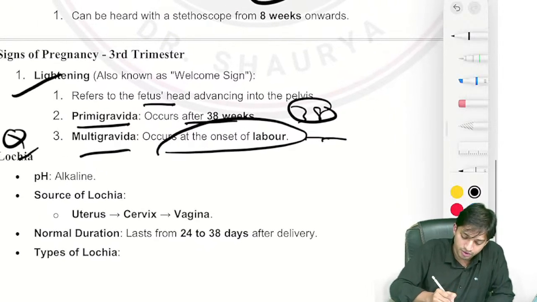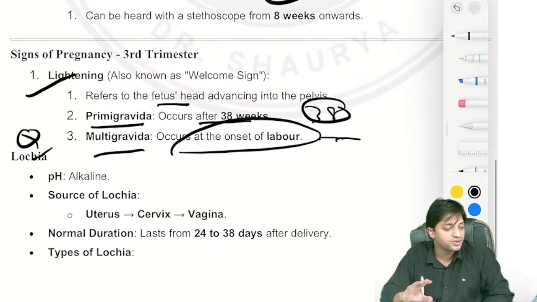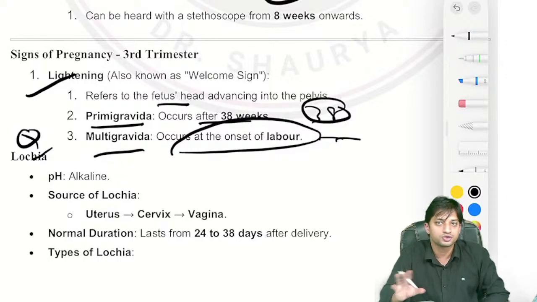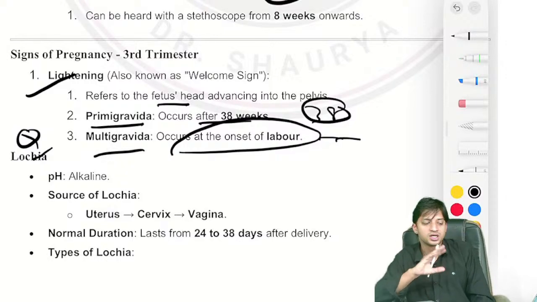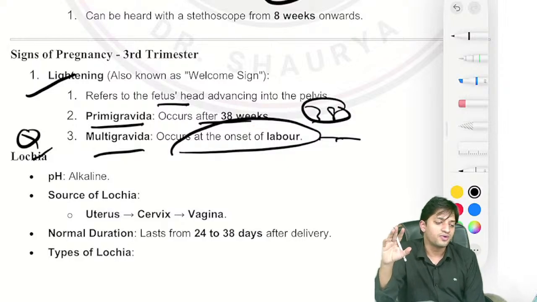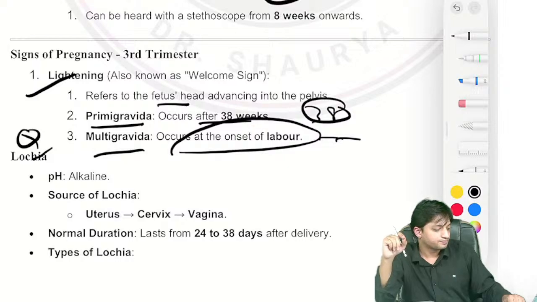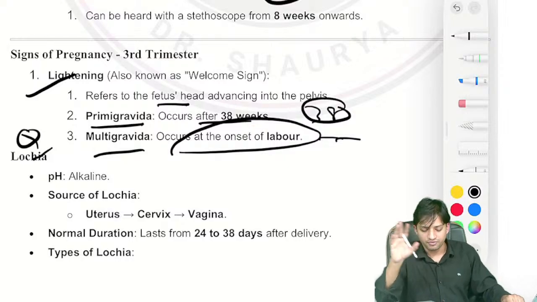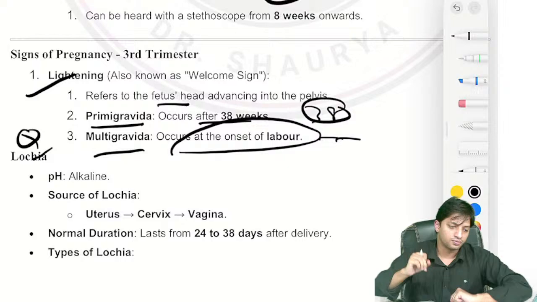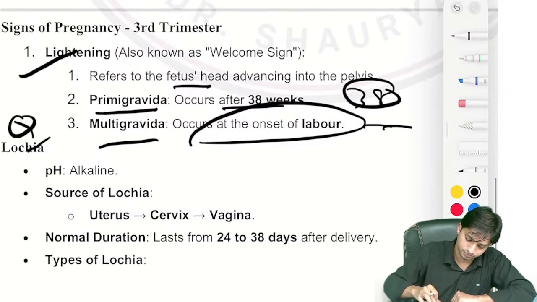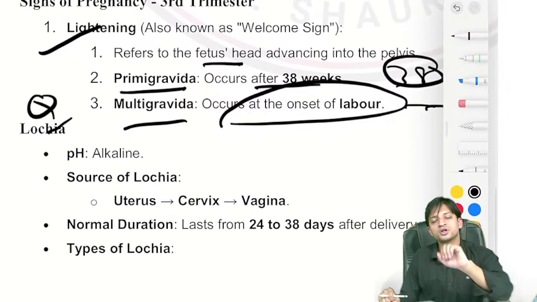Lochia, again important question. Again important topic. See, we are discussing topic wise, everything topic wise, important asked questions topic wise. We are just covering all the PYQs, previously asked topics will be covered via these notes, and I think we will be completing everything. Now, come here for the lochia.